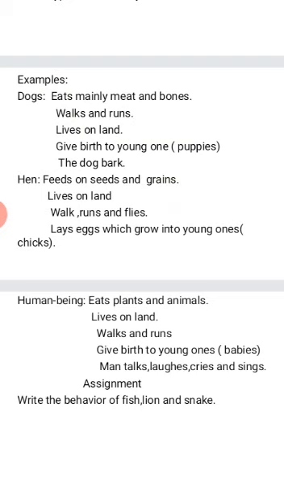My assignment now: write the behaviors of fish the way I list my own. You write their favorite food, you write where they live, maybe they walk or they swim or anything about fish. You write the one of lion and the one of snake. Write the one of snake for me, lion and fish.